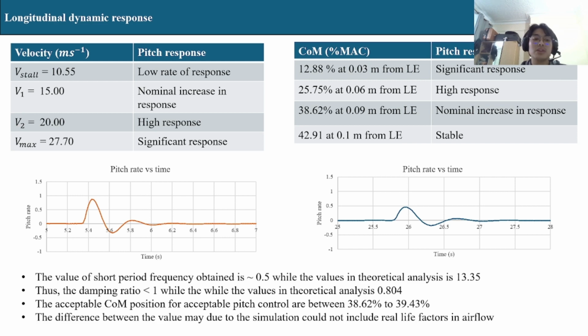And in terms of the short period frequency obtained through this simulation, it is 0.5, while the one in theoretical analysis is 13.35. And for the damping ratio, the value is below 1, and again the value in theoretical analysis is 0.804. And before I forget, the acceptable center of mass position for acceptable pitch control is between 38.62 to 39.43%.